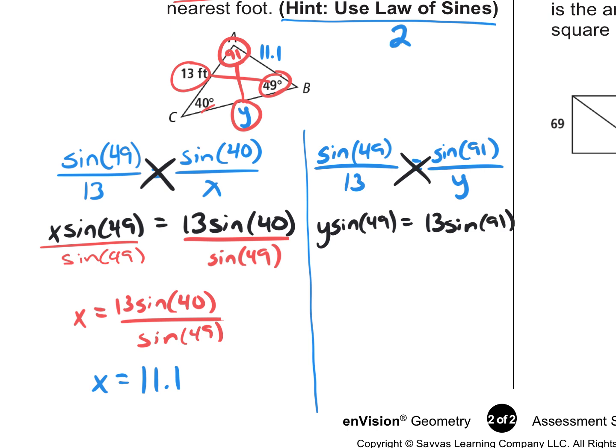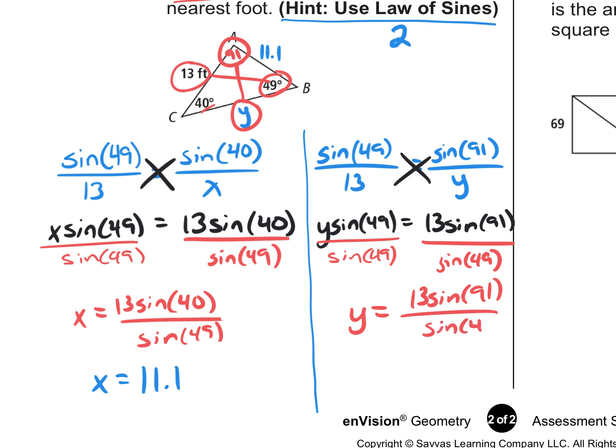From Heather. What do you do next? Divide by sine 49. So you should have y equals 13 sine of 91 over sine 49. That's what you type in your calculator. So you get y equals, you should get 17.2 for that one. When you find something, what should you do with it? Put it in the picture so you know what's going on.